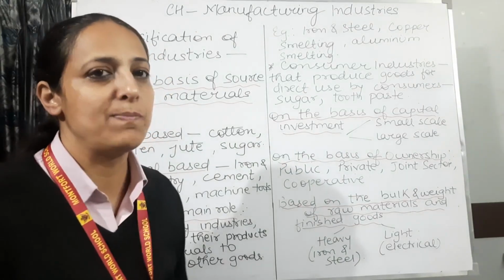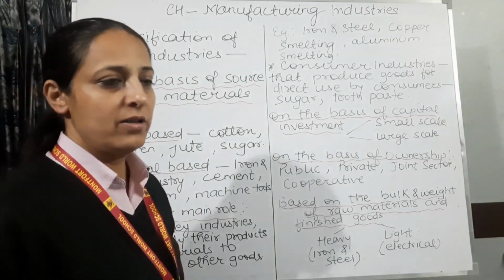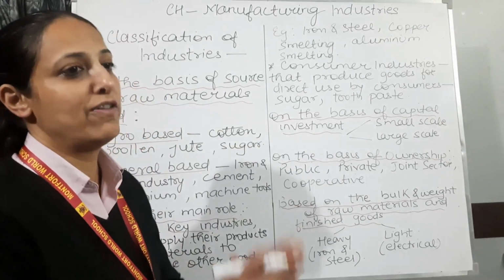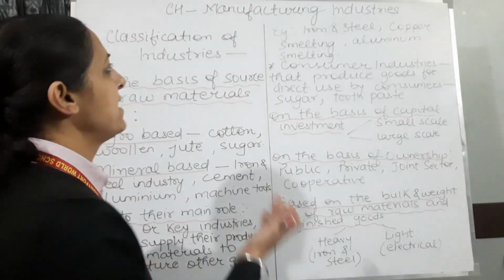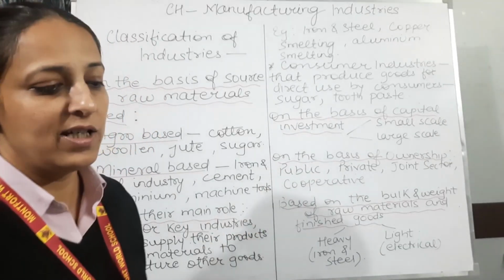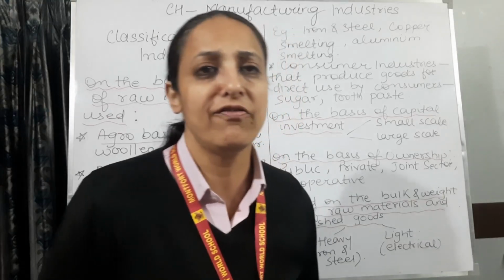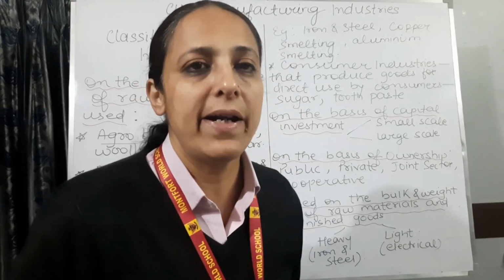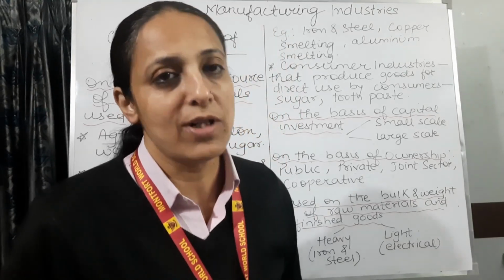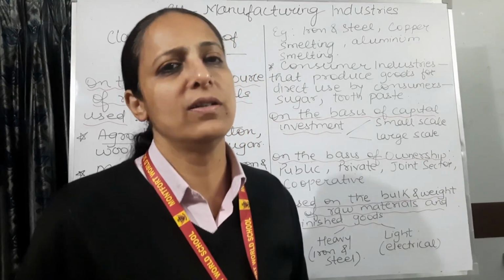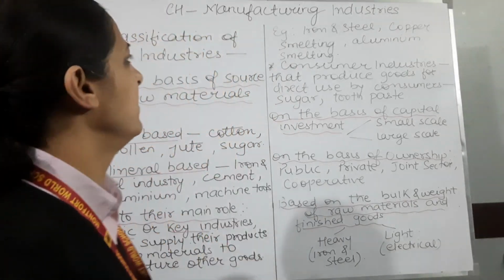These industries provide their products or raw material to other industries to manufacture many other products. Like iron and steel is providing steel to other industries. It can be defense equipment, medical equipment, construction equipment. So many other things can be manufactured with it.